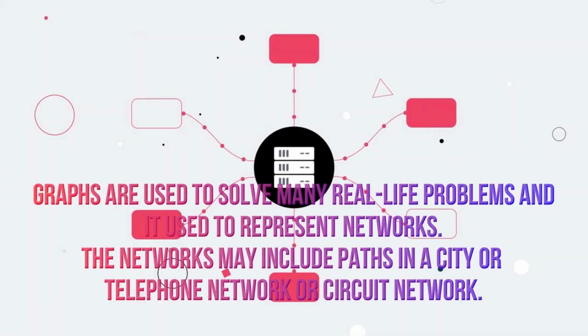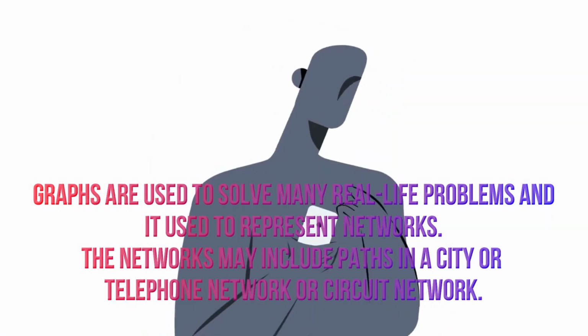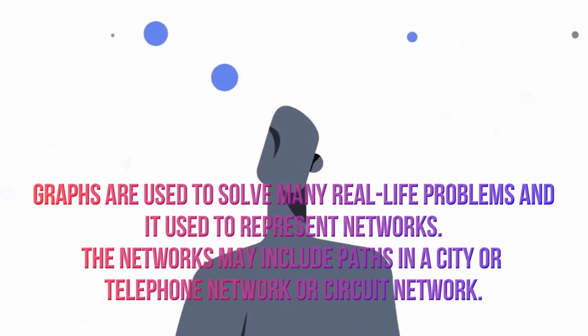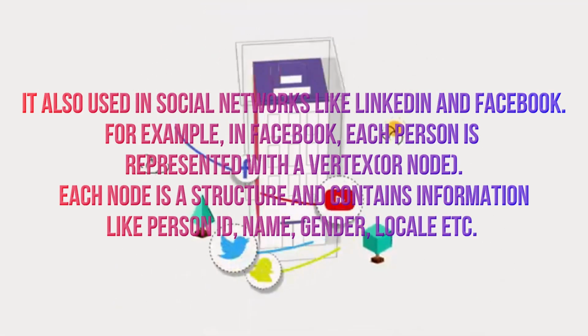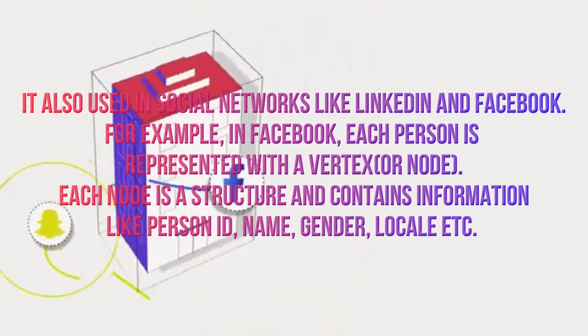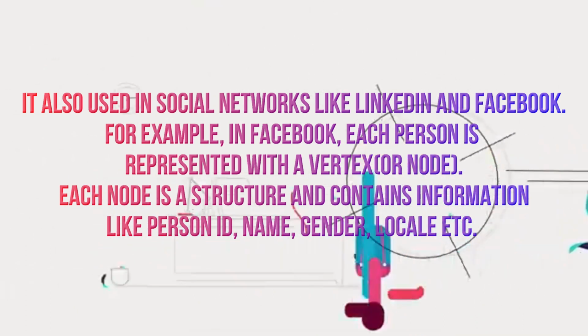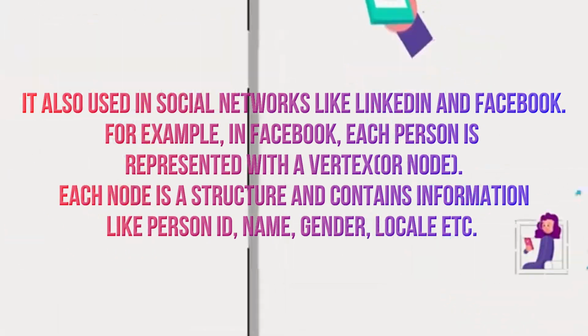Graphs are used to solve many real-life problems, and they are used to represent networks. The networks may include paths in a city or telephone network or circuit network. It is also used in social networks like LinkedIn and Facebook. For example, in Facebook, each person is represented with a vertex or node. Each node is a structure and contains information like person ID, name, gender, locale, etc.